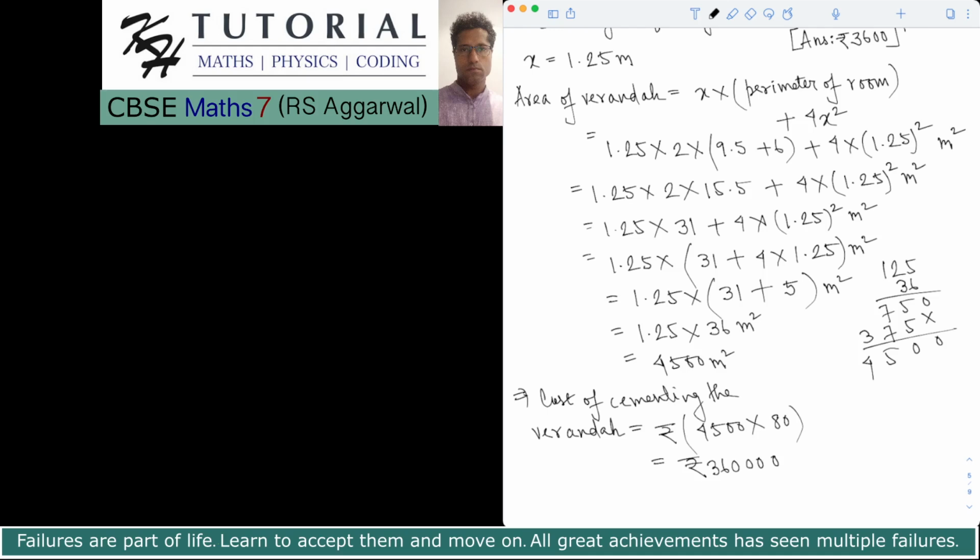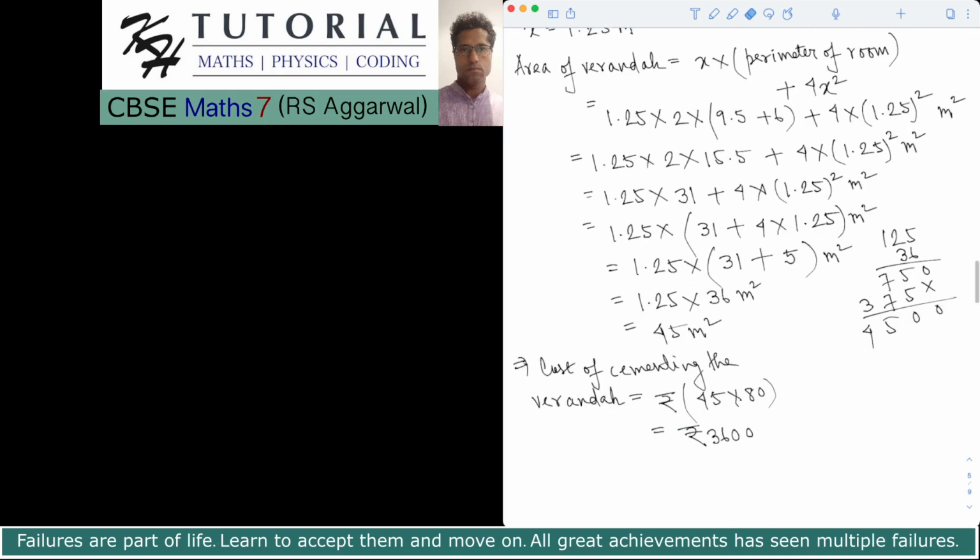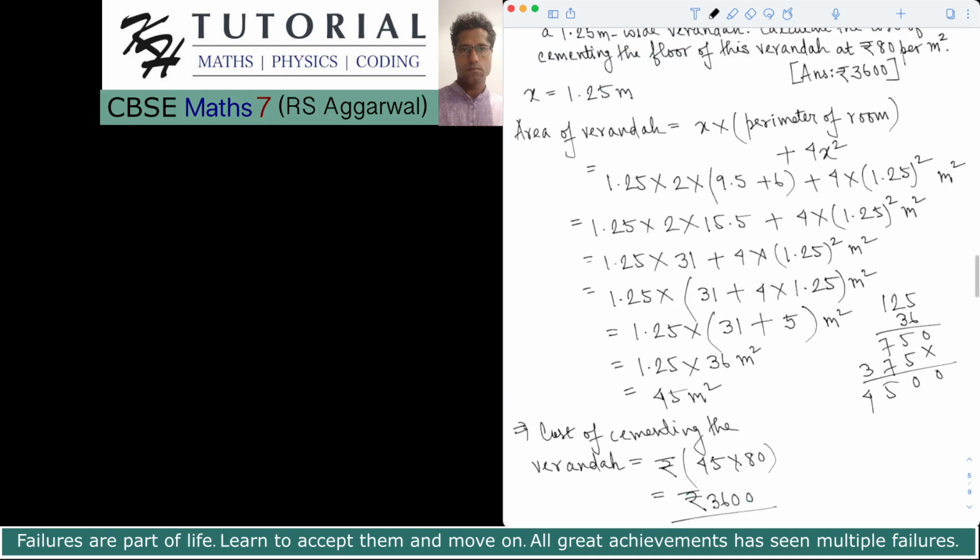Okay, so this 1.25 multiplied by 36 meter square will be not 4500 meter square, but 45 meter square. So over here we will have 45 multiplied by 80. So this will be 3600. Okay. So the cost of cementing the floor of the veranda will be rupees 3600.